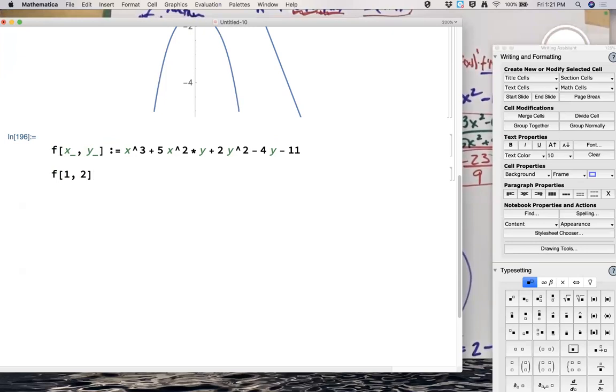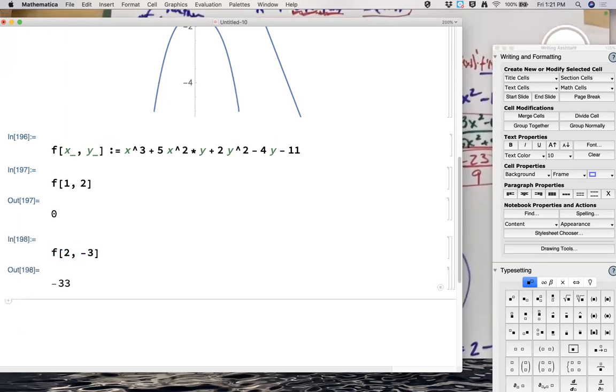X is 1, Y is 2. The answer should be 0, right? Because that was what that curve was, where that was 0. But I could also plug in other points. How about if X is 2 and Y is -3? The output's -33. You could check it. Replace X with 2 and Y with -3. Simplify, you should get -33.